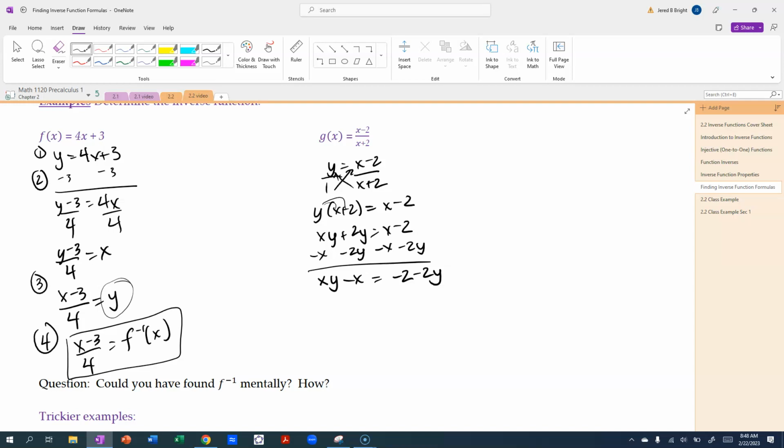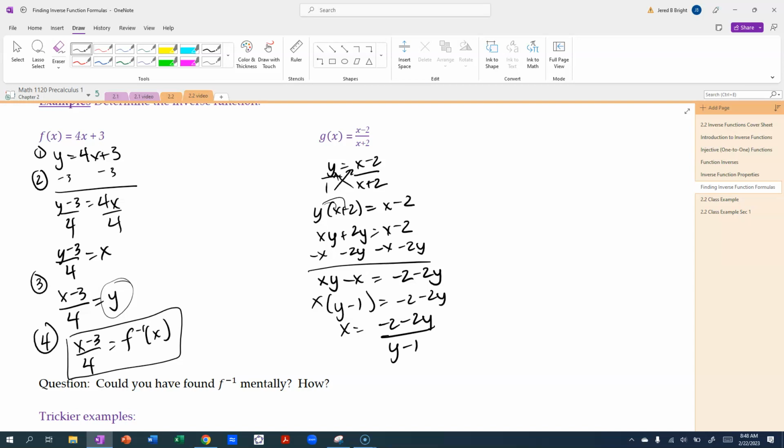Okay, x's are on one side. Oh, but wait, each term contains an x. There's a common factor of x. So pull that x out: x times y minus 1 equals negative 2 minus 2y. Divide, x is equal to negative 2 minus 2y over y minus 1. Okay, yay, we did it. Okay, and then sirens and balloons and everything go off because we're able to isolate x.